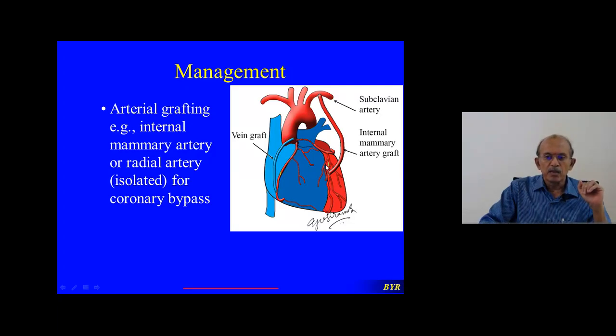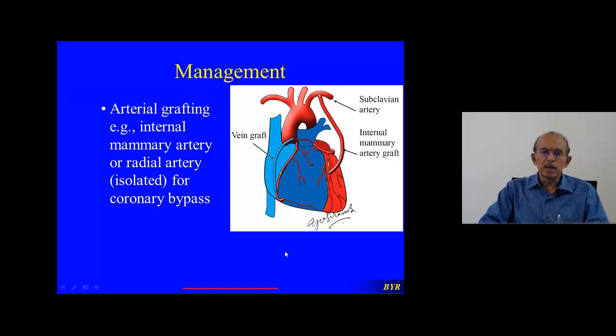Now what you can do is, on the front of the inner side of the chest wall, there is the internal thoracic artery, which divides into the musculophrenic and superior epigastric artery. So you cut it just before its bifurcation. So this is the internal mammary artery, and you take it and anastomose it to the left anterior descending artery below the obstruction. So now the blood from this artery will cause perfusion of this part of the system. So this is called arterial grafting.